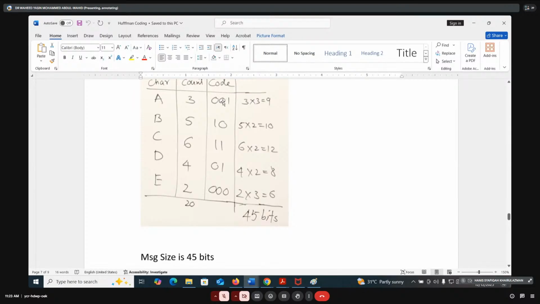So here 3 multiply 3, 9. 5 multiply 2 bits, 10. 6 multiply 2 bits, 12. 4 multiply 2 bits, 8. 2 multiply 3 bits, 6. So how much is the message? 45. If I add here, 9 plus 10 plus 12 plus 8 plus 6 is 45.